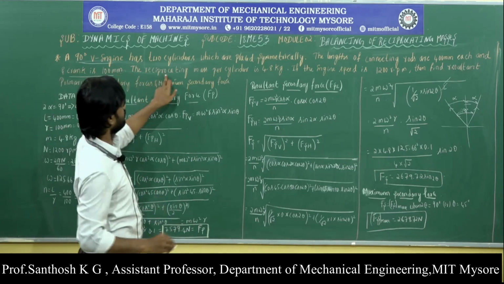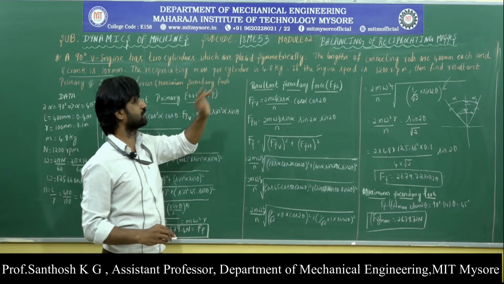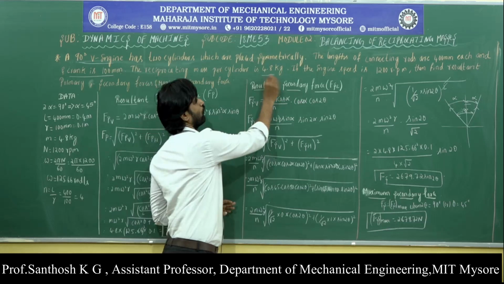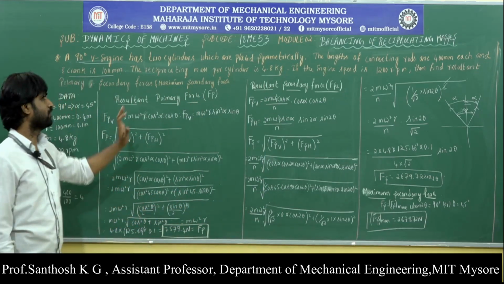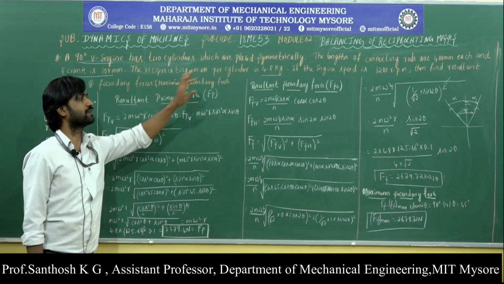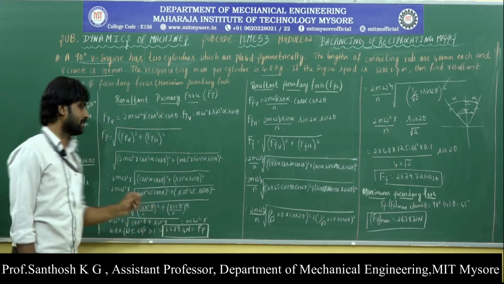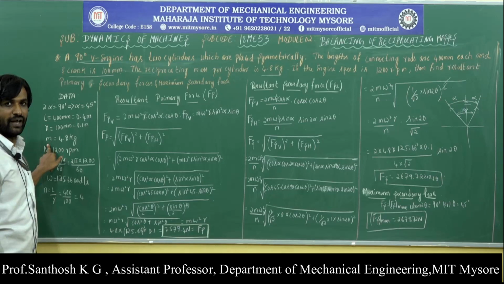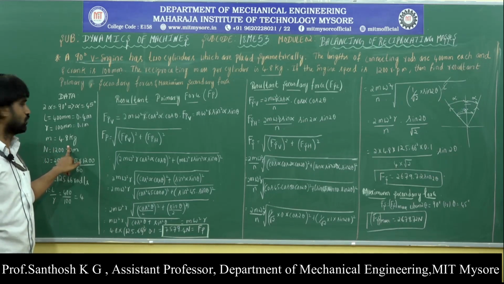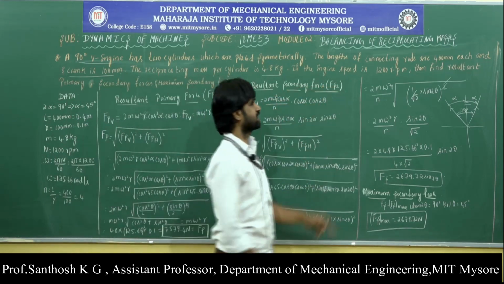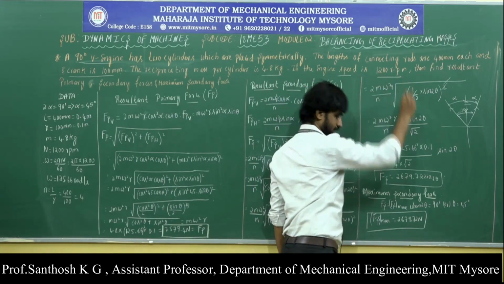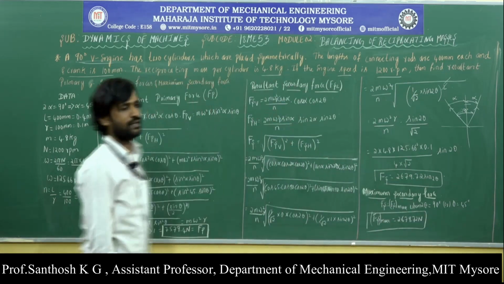Then they have given the reciprocating mass per cylinder as 4.8 kg. While doing the derivation, we designated the reciprocating masses per cylinder by M. So the value of M will be equal to 4.8 kg, and the engine speed is given as 1200 rpm.